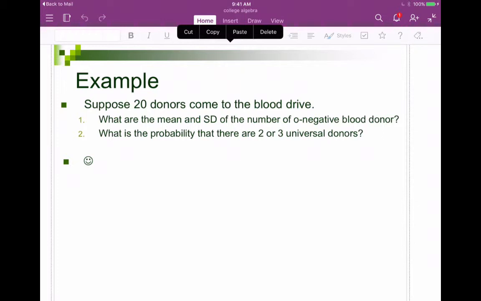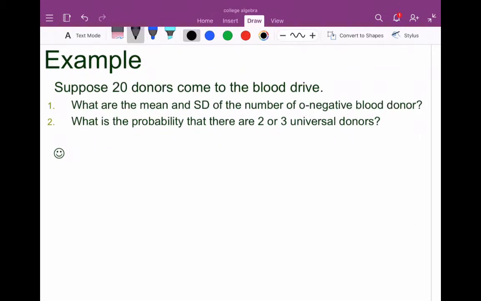So we're going to go back to the blood drive example from before. In our blood drive example, the probability of having O negative blood, so the probability of success, was 6%. So p equals 0.06. This means that q is equal to 0.94. Number 1 wants to know what are the mean and standard deviation for the number of O negative blood donors. So out of 20, how many do we expect to have, and then what is the standard deviation?